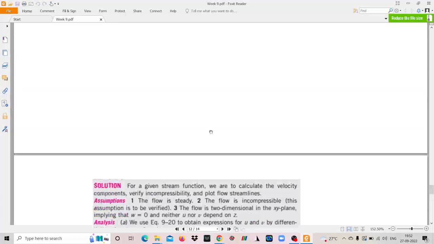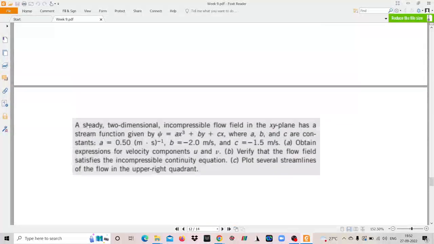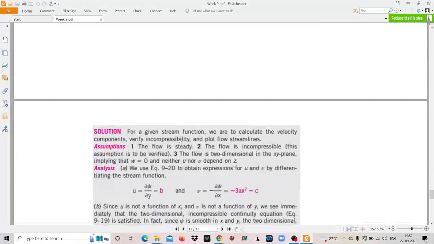Okay, so what are the assumptions that are given in the question? The flow is steady, two-dimensional and incompressible. So the assumptions are the flow is steady, the flow is incompressible, and the flow is two-dimensional in the xy plane. There is no z component of velocity, that is w equal to 0, and further u and v depend only on x and y, not on z.